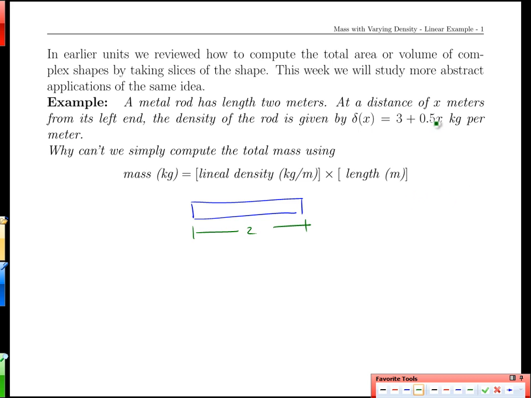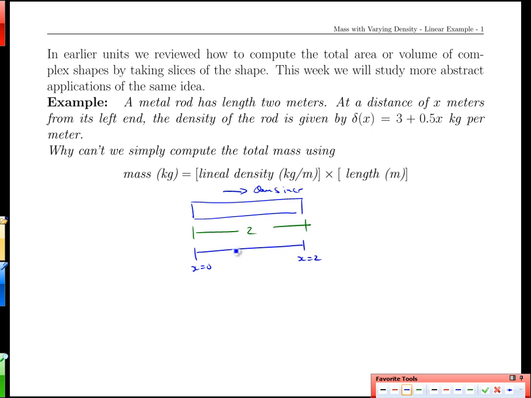The challenge is that the density is going up. So at the left-hand edge, we're measuring x from the left-hand end. So we'll add a little scale here: x equals 0, x equals 2. At a distance of x meters from the left, the density is 3 plus 0.5x. So the density is increasing as we move to the right.